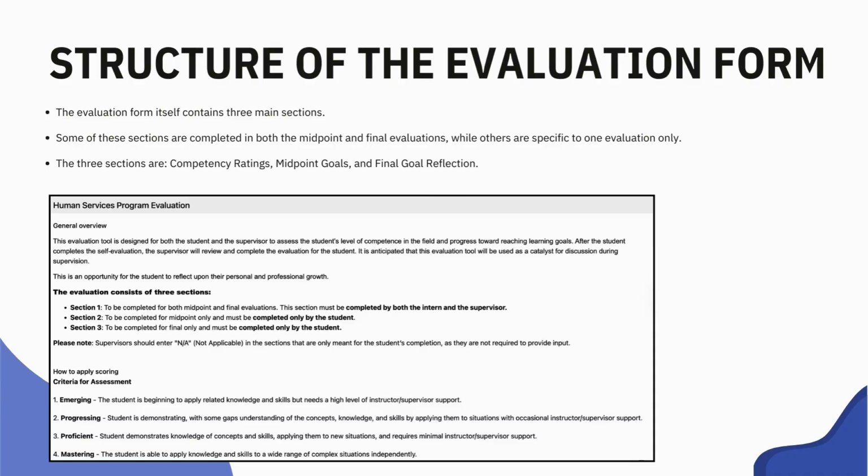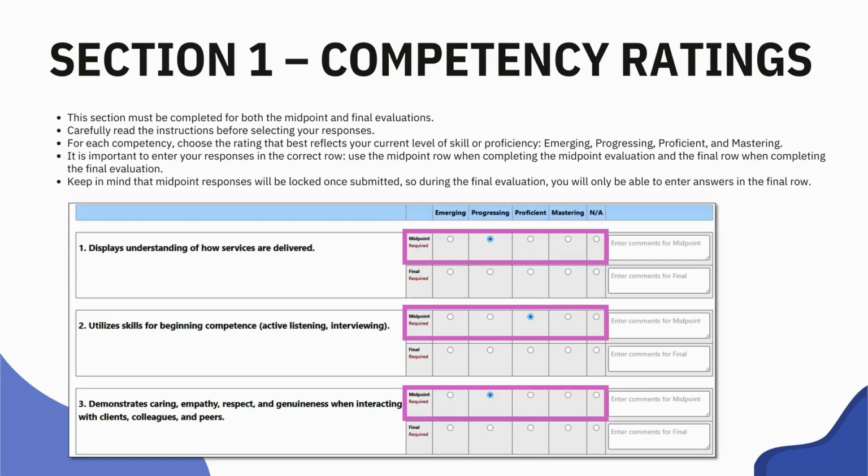The evaluation form itself contains 3 main sections. Some of these sections are completed in both the midpoint and final evaluations, while others are specific to one evaluation only. The first section is competency ratings. This section must be completed for both the midpoint and final evaluations. Carefully read the instructions before selecting your responses.